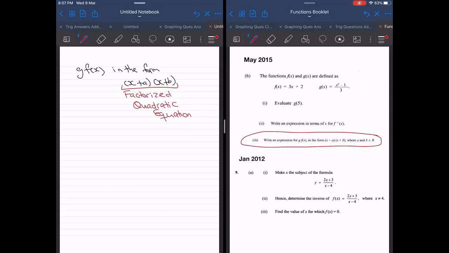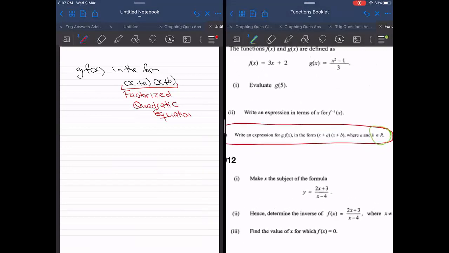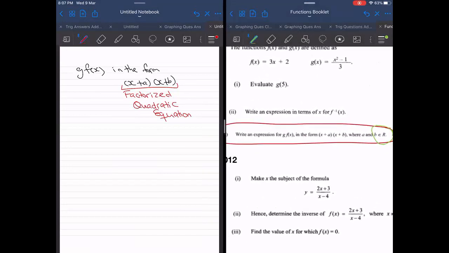You mean on the question part? Right here? Oh. They're just saying where a and b are real numbers. Not important to the question. They're just saying it can be any number. Right? So a and b being real numbers means it can be any number.